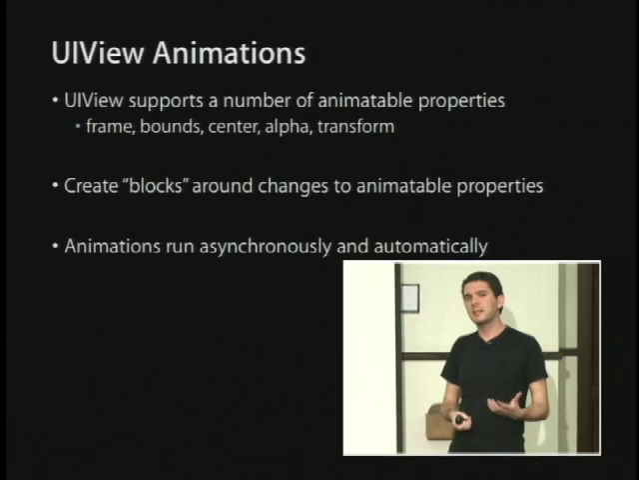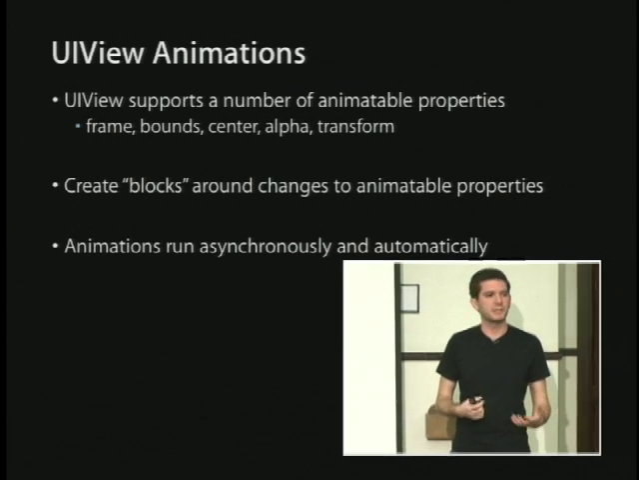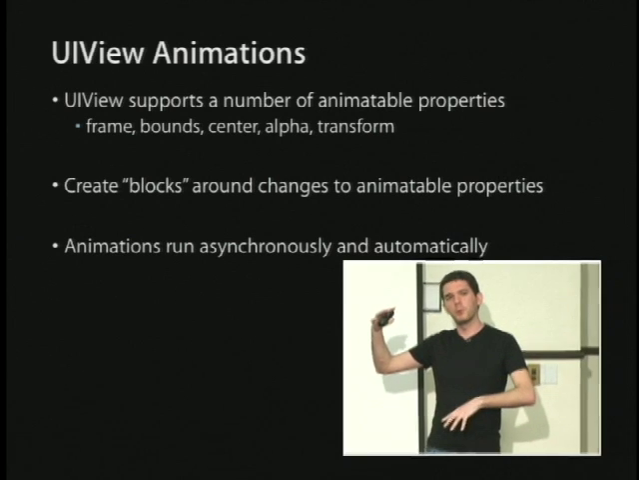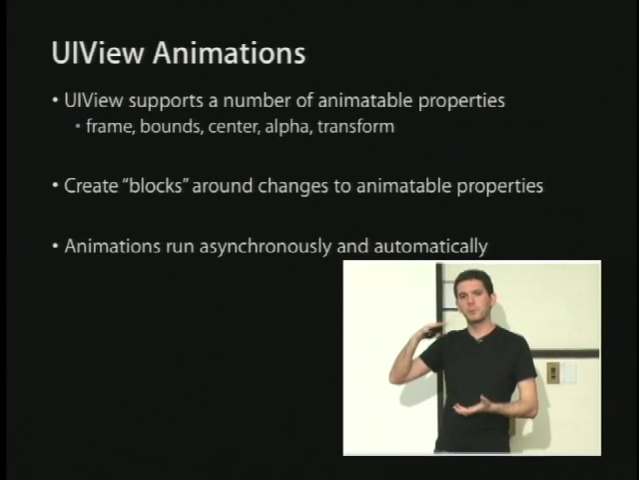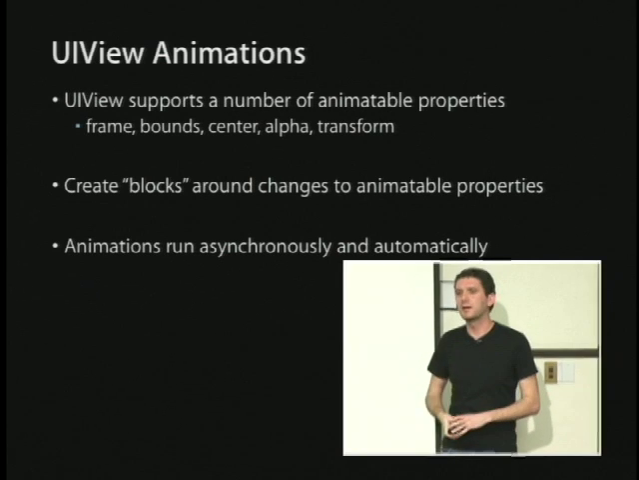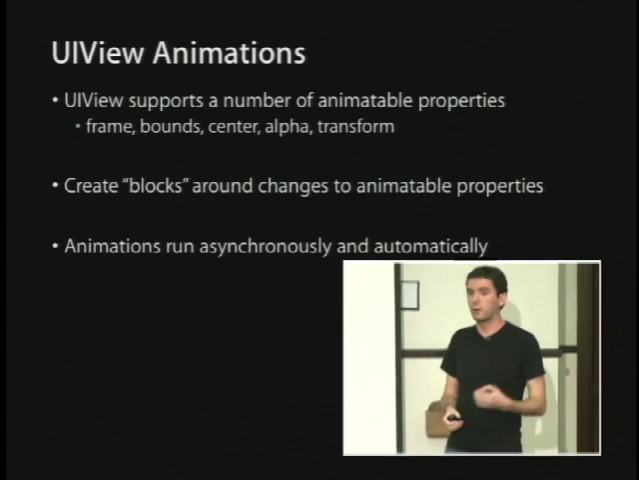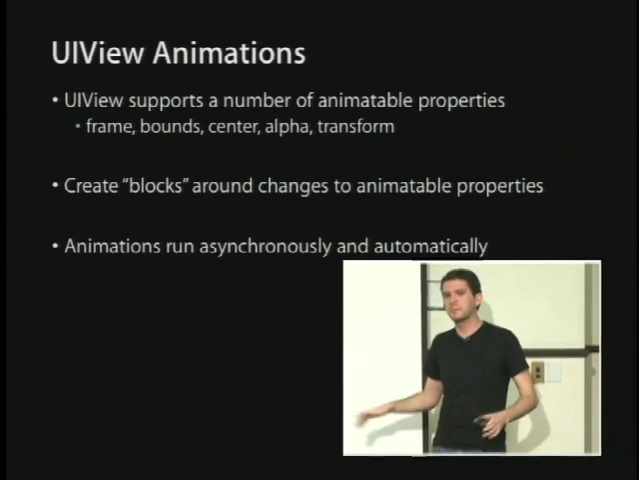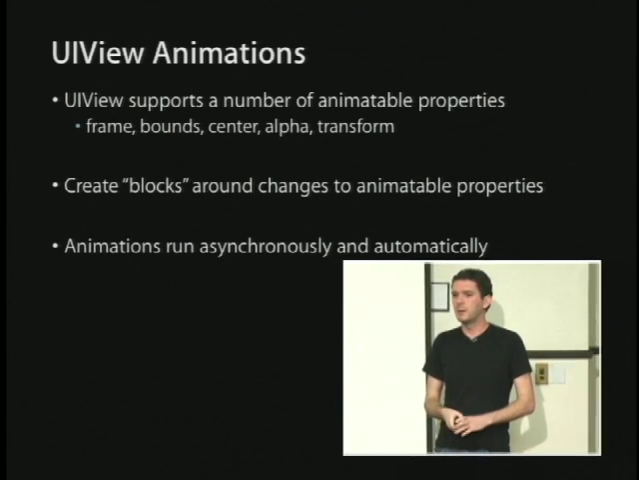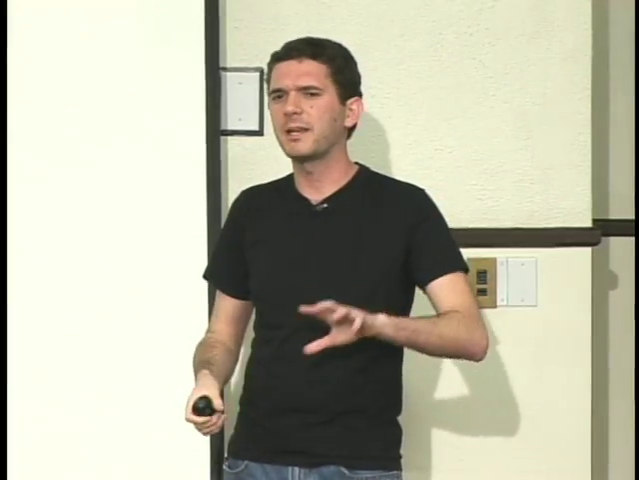When you're setting up these animations, you basically set them up as blocks. So you define a start point and an end point, and everything that you set within that block is automatically animated by UIKit. The animations run asynchronously and automatically for you. You don't have to set up timers. You don't have to worry about dealing with all the callbacks or doing any kind of crazy redraws yourself. You basically just set up this animation block, change your properties, and everything just happens.